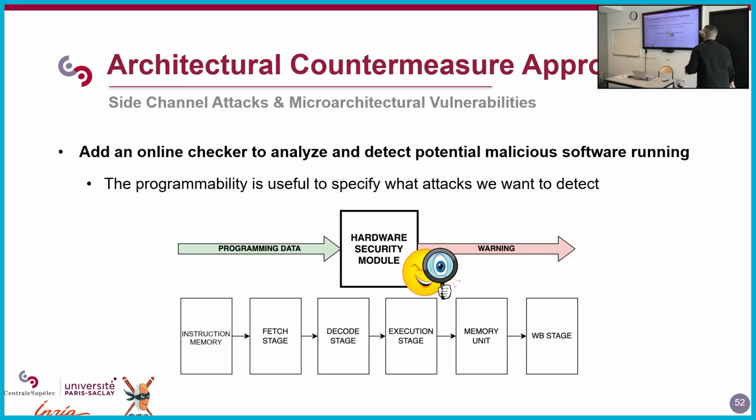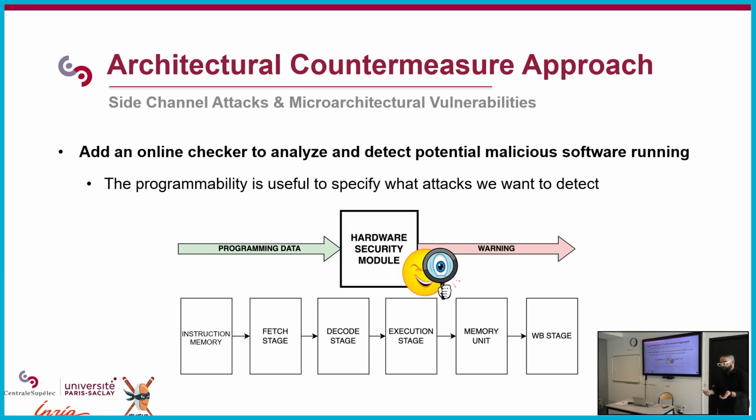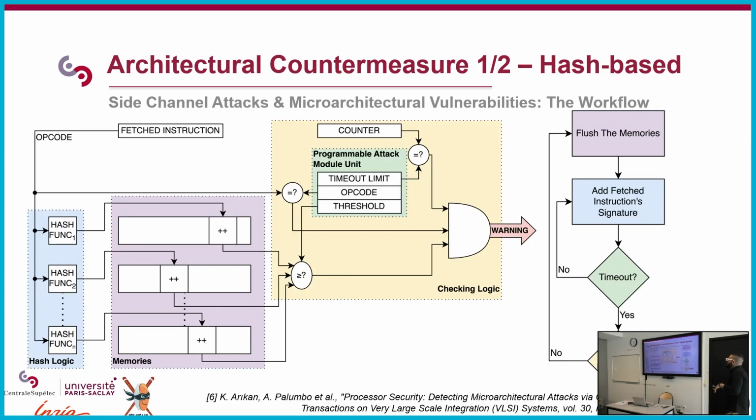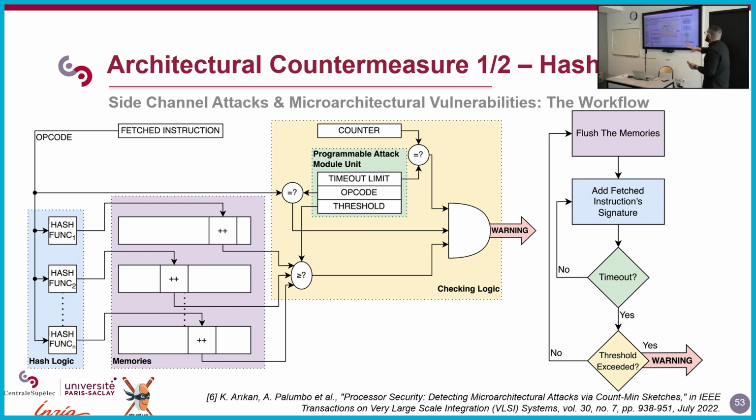Let's now present the countermeasure. Again, same approach: a hardware module in parallel to the processor, which is programmable and which is monitoring what's happening in the run, and then raises a warning. So that's the overall idea. How is this module implemented? Actually we have 4 modules: the programmable attack module unit, the checking logic, memories, and hash logics.